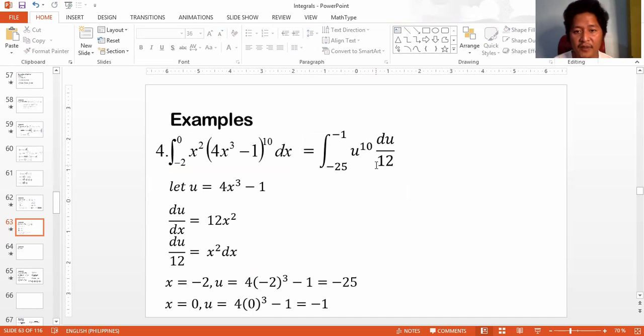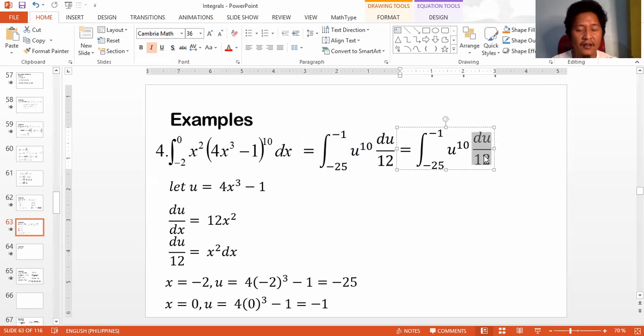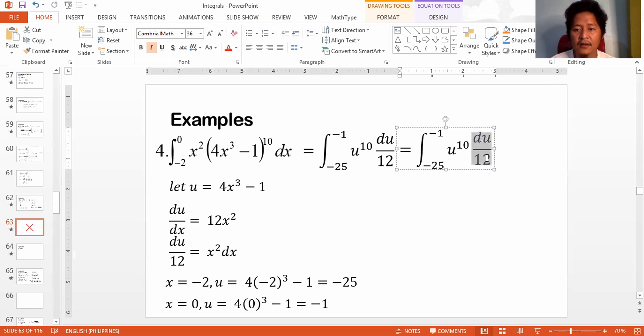The same thing, we place the constant outside. Ilabas na naman natin yung constant. Yung 1/12, 1 over 12.